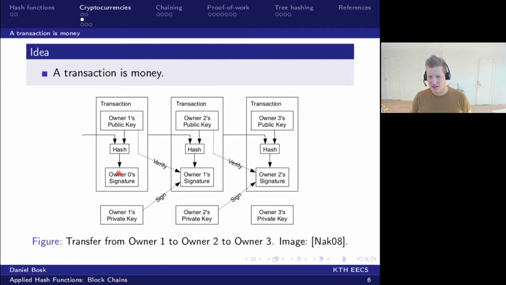This needs to be signed by the previous owner. So when owner 1 here wants to make a transfer to owner 2, what happens is that we have owner 1's public key that can be used to verify owner 1's signature here. So since owner 1 has money according to this transaction, owner 1 can create a signature to create this transaction, put owner 2's public key, so the recipient, into the hash, and put the actual transaction into the hash, and then you sign it.